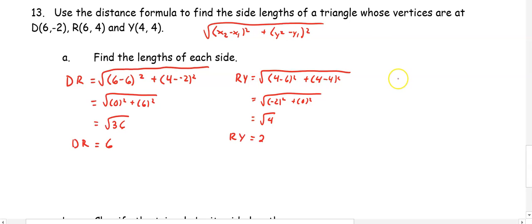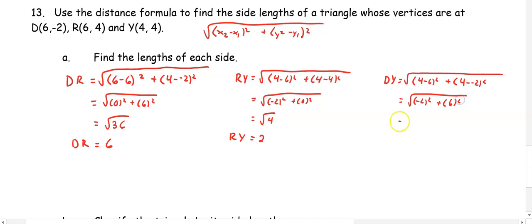And then the last side is going to be DY. So we have 4 minus 6 squared plus 4 minus negative 2 squared. So that's going to get us negative 2 squared plus 6 squared, which is going to get us 4 plus 36, which is the square root of 40. So if we get our decimal here, the square root of 40 is going to be 6.32 for our length of DY.